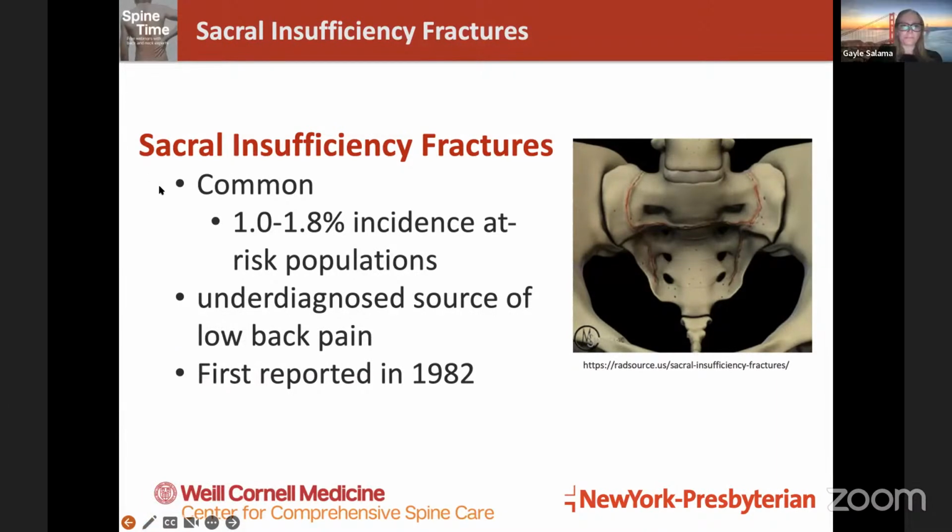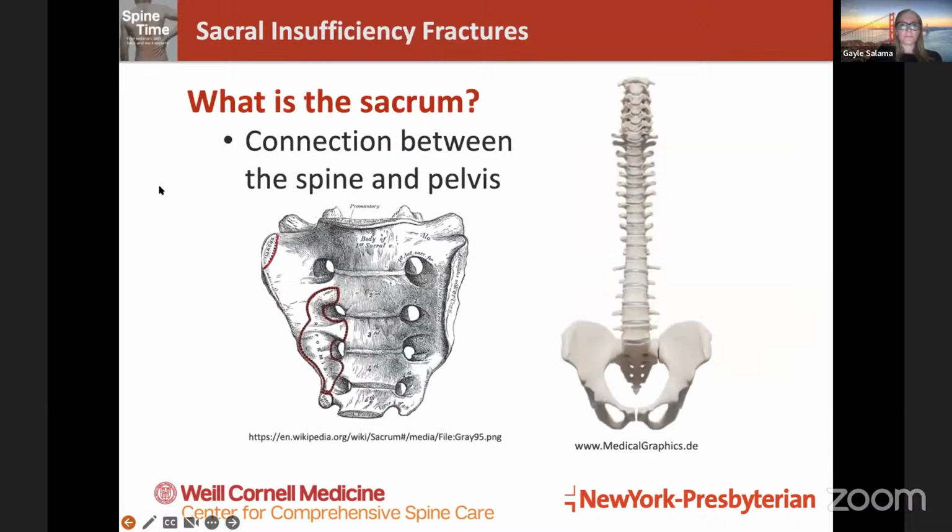Great. Again, I think this is a beautiful image of the actual bone that we're talking about, which is sort of triangular shaped. So this is a representation of what our spinal column looks like. And this is that bone that you were describing, that triangular shaped one at the very bottom.